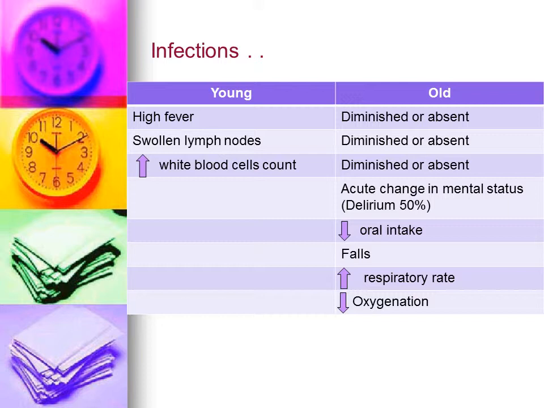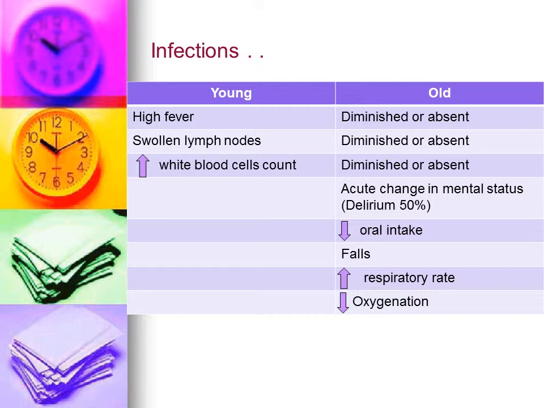In older adults, infections often appear quite different than they do in children. For young people, hallmarks of infection include a high fever, swollen lymph nodes, and increased white blood cell count, but in the older adult, all of these signs may be diminished or even absent. So when evaluating fever in an older adult, it's important to note the deviation from baseline rather than the number itself, because older adults often have baseline temperatures below 98.6 degrees Fahrenheit.